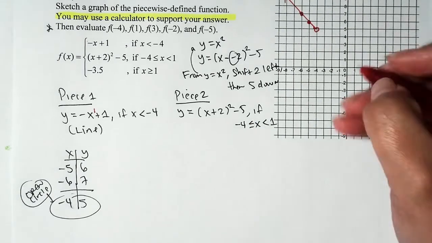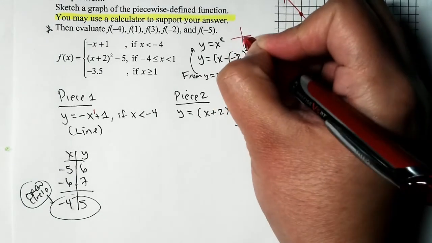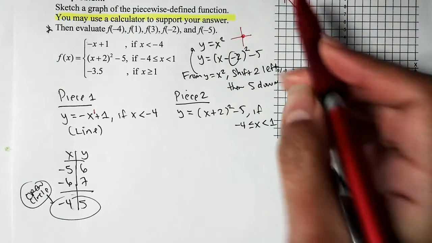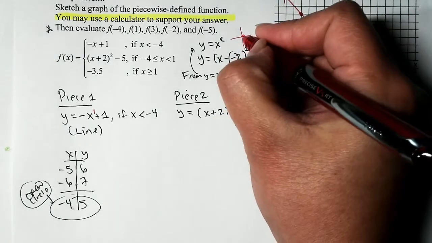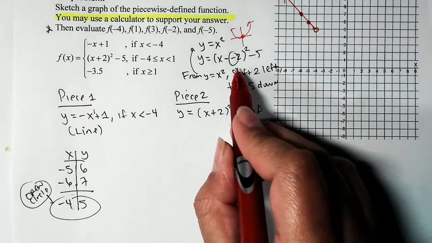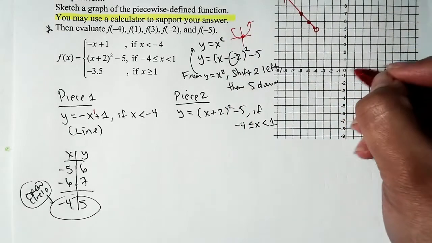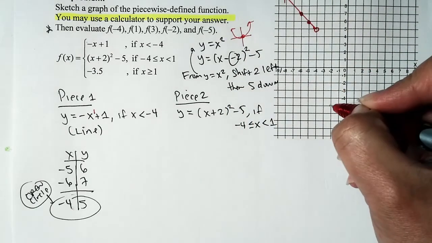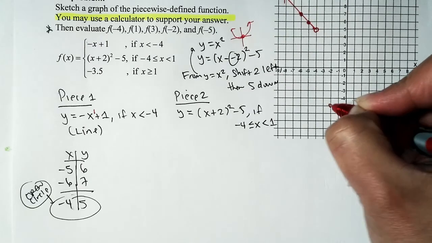So let's go ahead. We are at the origin, because this one starts at 0, 0. When x is 0, y is 0. So from this graph, we're going to shift 2 left and 5 down. So 2 left and then 5 down. That will bring us to negative 2, negative 5.